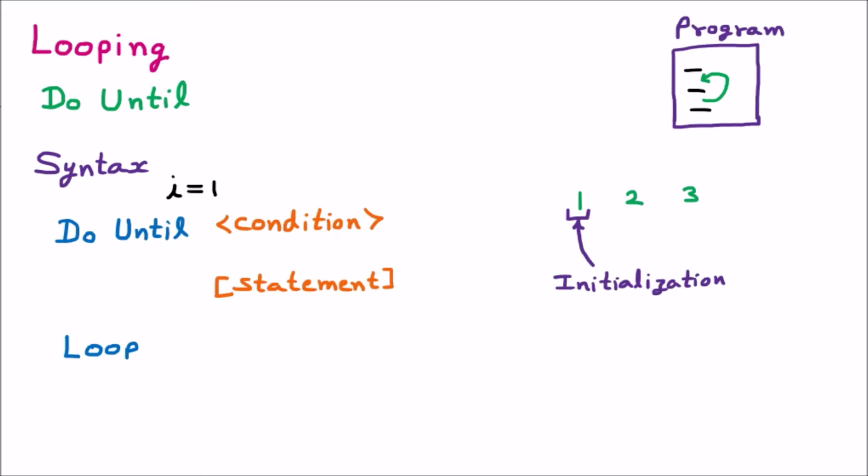The second thing in the looping is the condition check. The last number which we are taking, that makes our condition. So here the loop should stop on 3. So this is the condition.